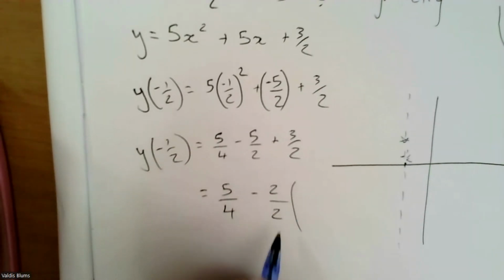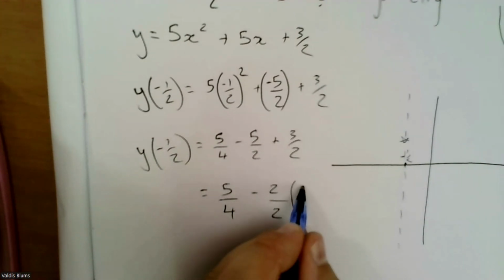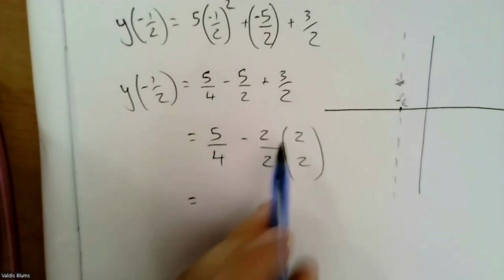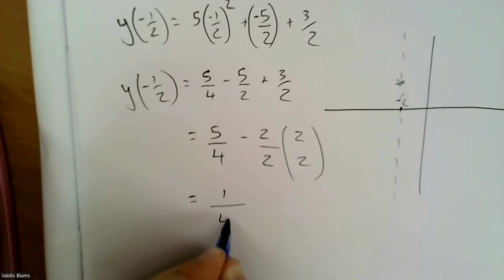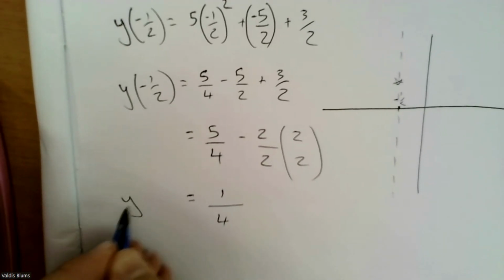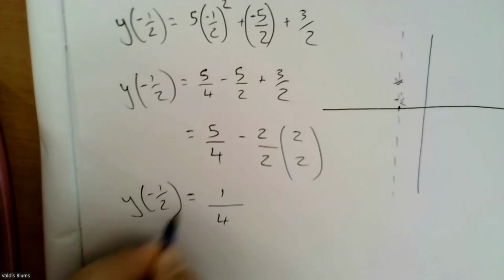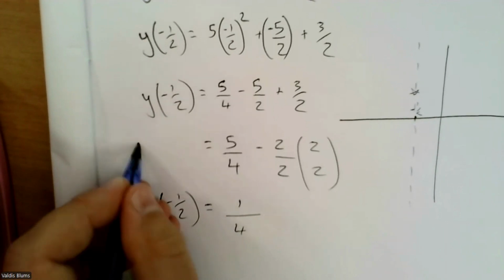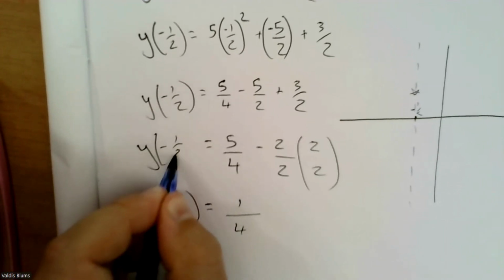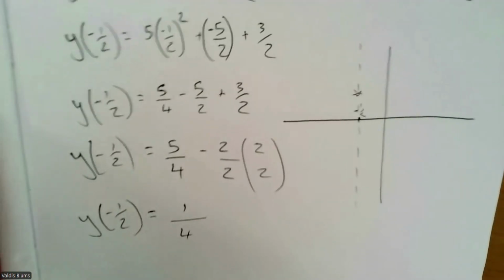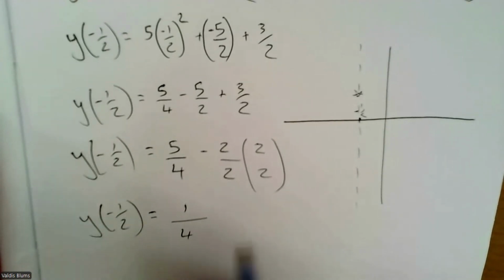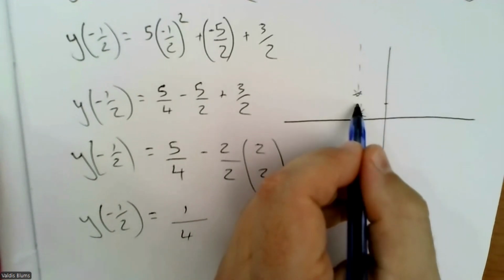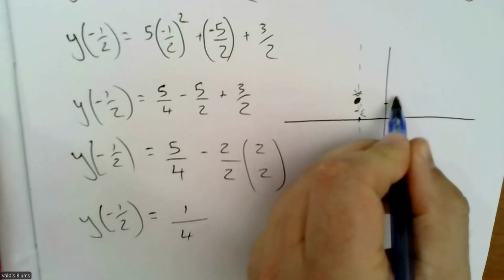Let's scale this up to a denominator of 4. So 5 minus 4 is 1, 1 on 4. So y of negative a half is equal to a quarter. Now, bad practice to leave floating equal signs, so let's just fill this in as well. Okay, so our y value is negative a quarter. Sorry, positive a quarter. Let's say it's about there.